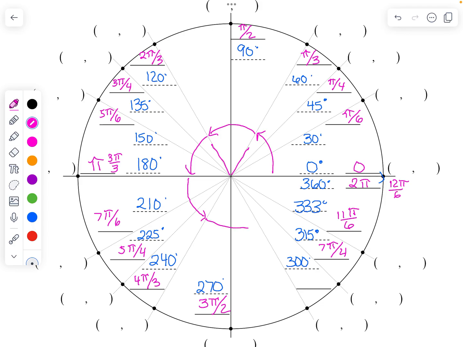And another pi over 3 will be at, oops, sorry, I went too far. Another pi over 3, and we're going to be at 5 pi over 3. And of course, then the last one would be 6 pi over 3, which is still just 2 pi. And this should complete your angles.